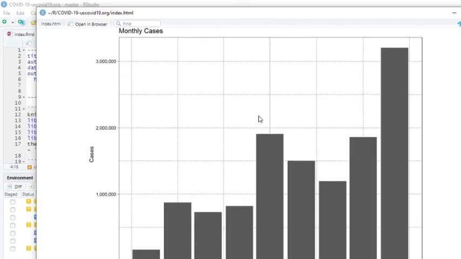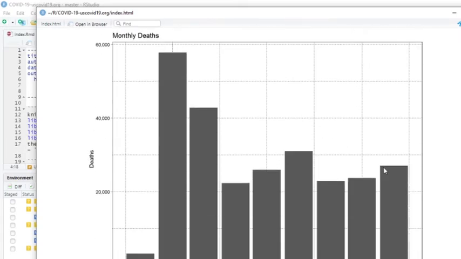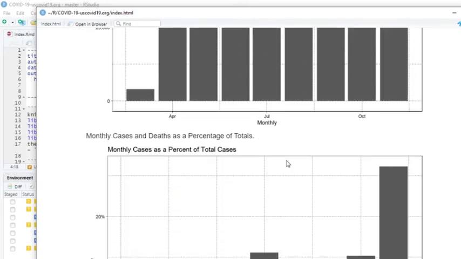Take a look at monthly cases. You can see November is going to be the biggest month in cases so far. As far as deaths, well, it could very well catch August deaths here also, unfortunately. So it's already past three of these numbers here.